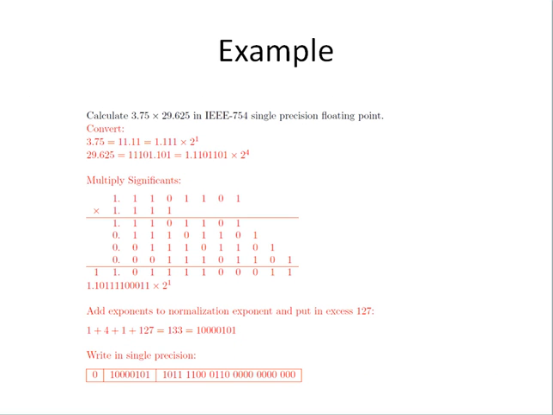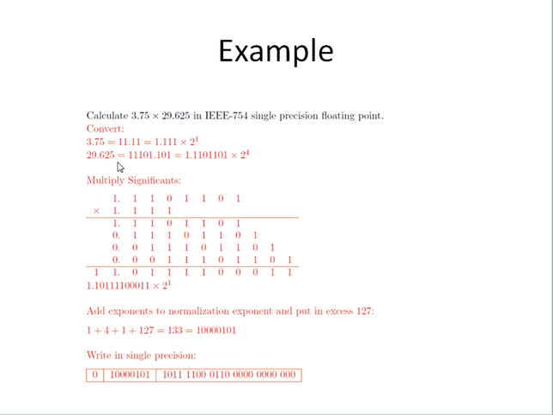So I'm going to do another example now. This one is kind of out of my little notes. Imagine we want to take 3.75 times 29.625. What I've done first is just convert it into the format. 3.75, that's 3 and 3/4. 3, that's 2 over, so 3/4. Normalized gives us 1.111 times 2 to the first.